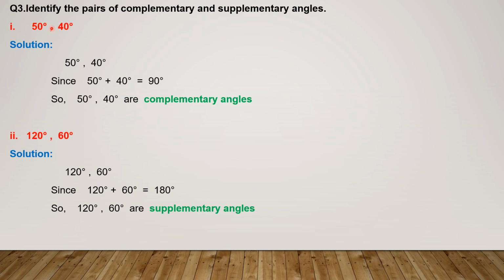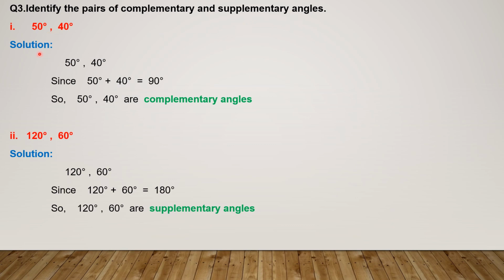Question number 3 is identify the pairs of complementary and supplementary angles. Students, pairs are given to you and you have to tell whether they are complementary or supplementary. If the sum of the pair of angles is 90 degree, they are complementary angles. If their sum is 180 degree, they are supplementary angles. If their sum is neither 90 nor 180, these angles are neither complementary nor supplementary.